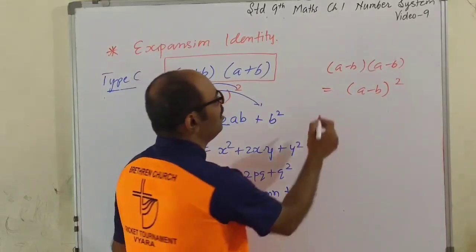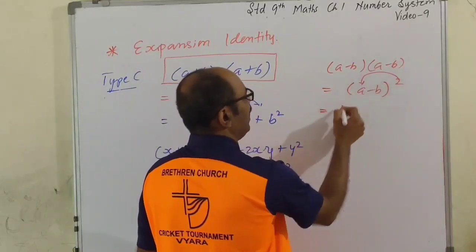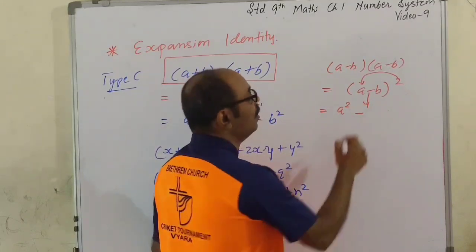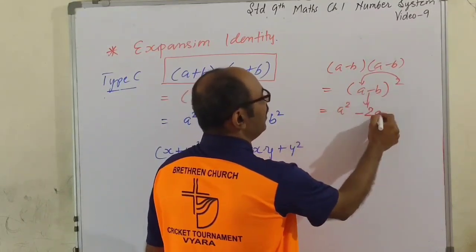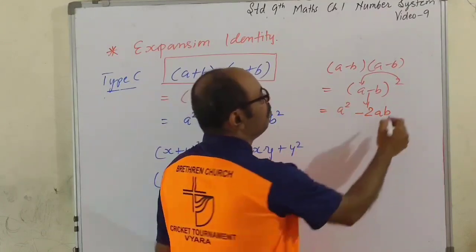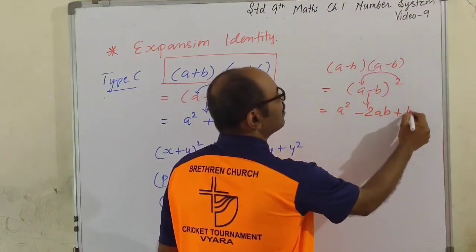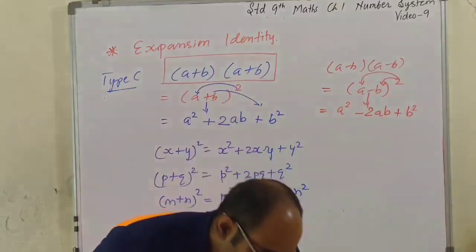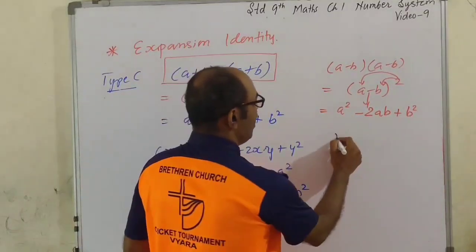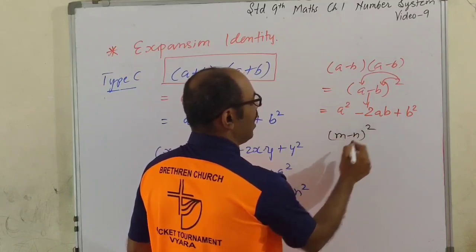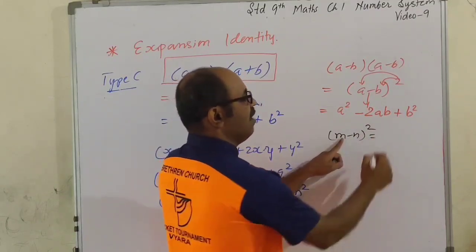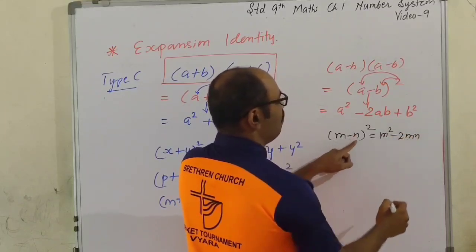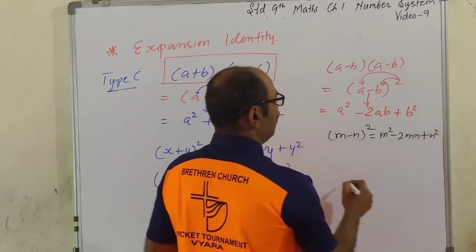And what is the expansion? Yes, square of a square, sign of the middle term minus 2 times a into b plus b square. Now square of b square. This is the expansion. Let's have a little practice for more. M minus n whole square. What is the expansion? M square minus, so minus 2 times mn plus n square.